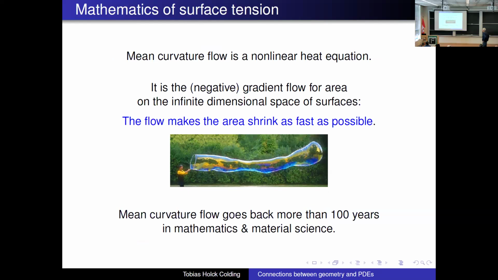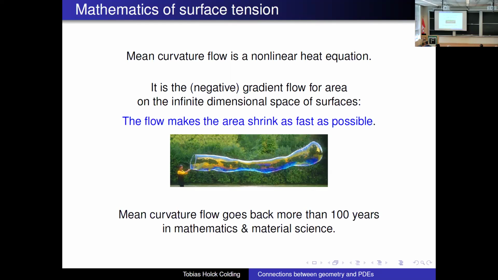Right, so mean curvature flow also has a long history. It goes back more than 100 years in mathematics and material science. In mathematics, it goes back to the 1910s, the teens at least. And in material science, there's reference to it in the literature already in the 1920s. That was long before material science existed as a field.